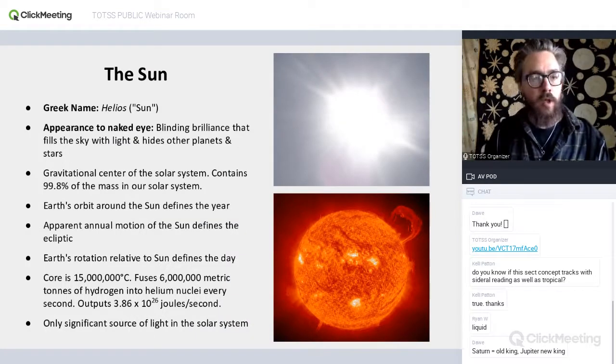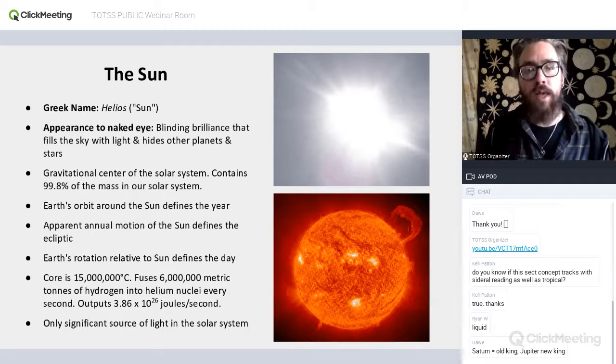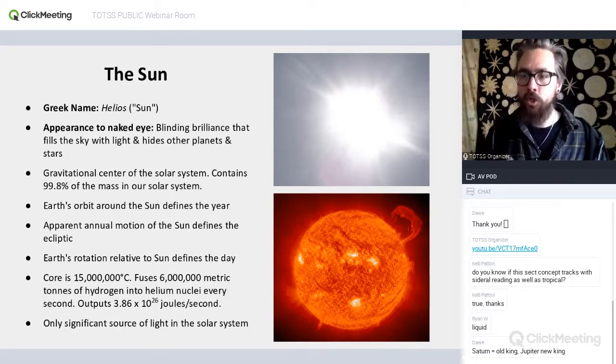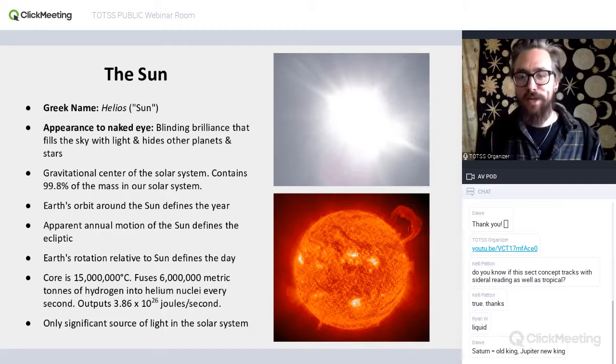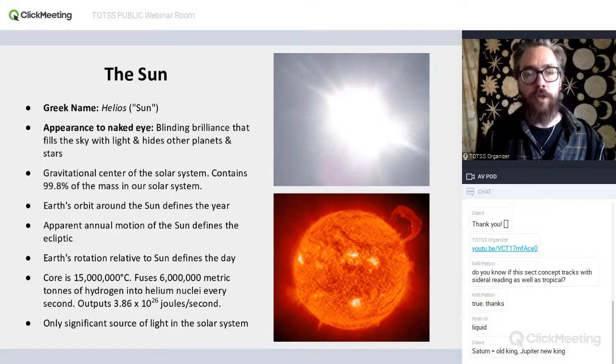All right, so let's keep moving along here, and we'll talk about each one of the planets individually now that we've built up some of the structure and talked a little bit about the relationships and interrelationships of the planets. All right, so starting off with some astronomical and observational stuff about the sun. The Greek name for the sun is Helios, which is literally just the Greek word for sun. To the naked eye, as you all know, the sun is a blinding brilliance, fills the sky with light, and also hides the other planets and stars. And we'll talk about that more in the coming weeks.